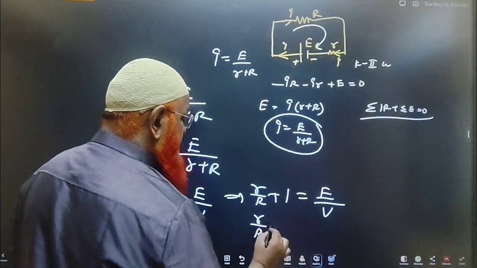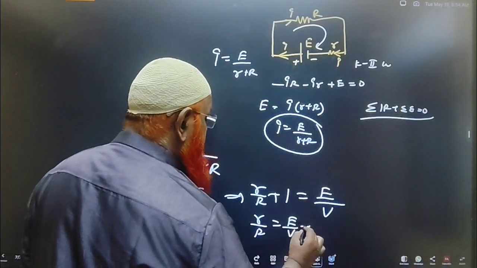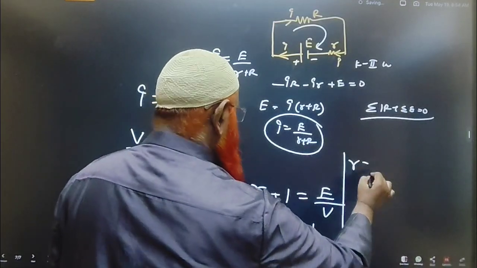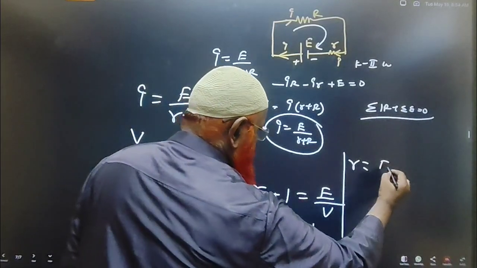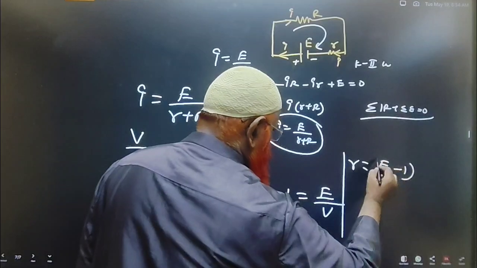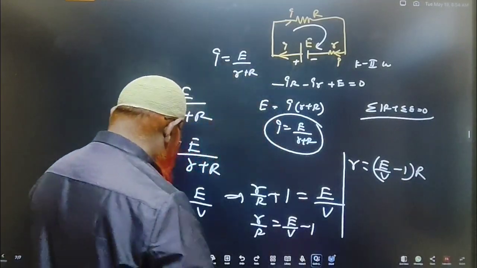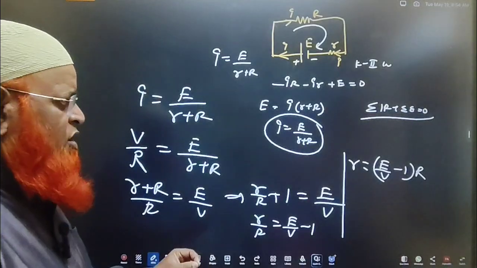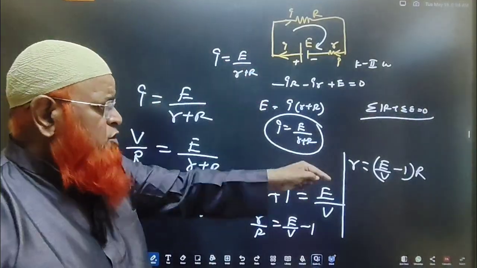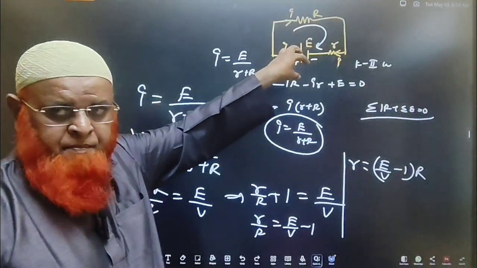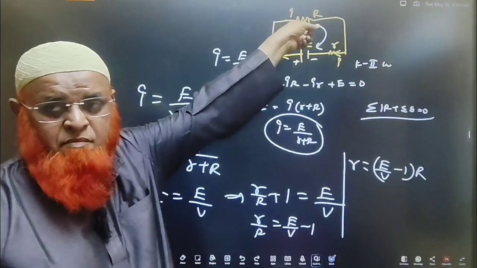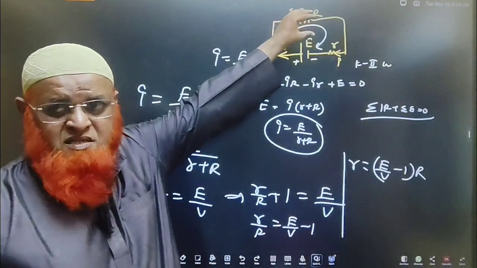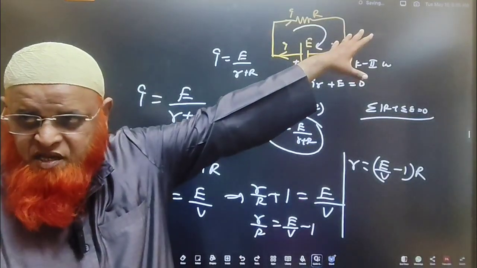Okay, so small r by capital R is equal to E by V minus 1. This implies that small r is going to be, what is left now? E by V minus 1, into capital R. Okay, is it understood? So if you want to find the internal resistance of a battery, then you should know the EMF of the battery. You should know the potential outside the battery. Then you will get the internal resistance. And you should also know the external resistance of the battery. Hope you are understanding what I am saying now.